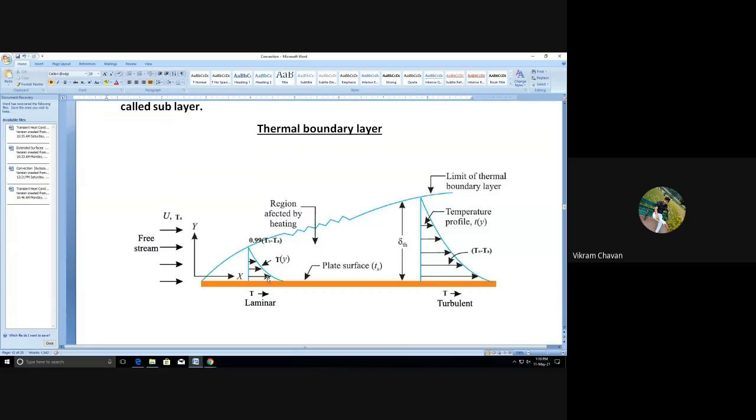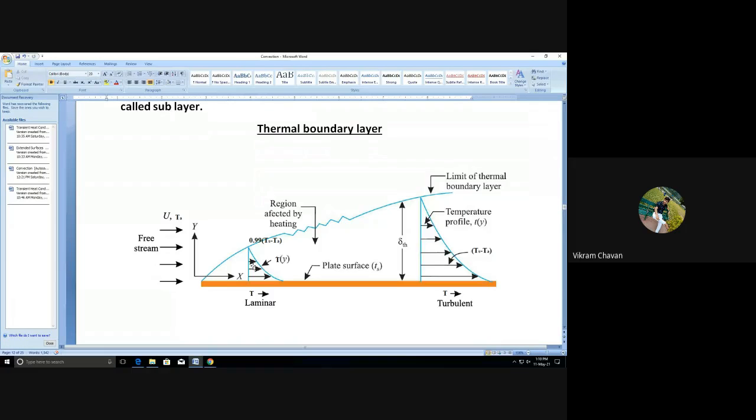In a similar fashion, the heat will transfer to the adjacent top layers, and because of resistance to the heat transfer, the temperature of the adjacent top layers will go on decreasing. At one point we get a temperature difference. Here we are talking about the temperature difference.